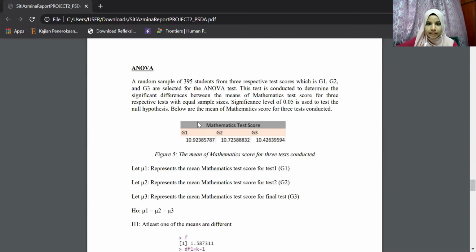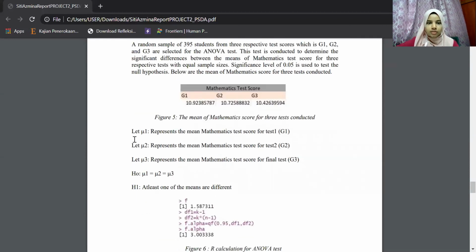So here are the mean scores for the 3 tests conducted, as you can see. And here, mean 1 represents the mean mathematics score of test 1. Mean 2 represents the mean mathematics test score for test 2. And mean 3 represents the mean mathematics test score for the final test, which is grade 3. So my null hypothesis is mean 1 equals mean 2 equals mean 3, while my alternative hypothesis is that at least one of the means is different.